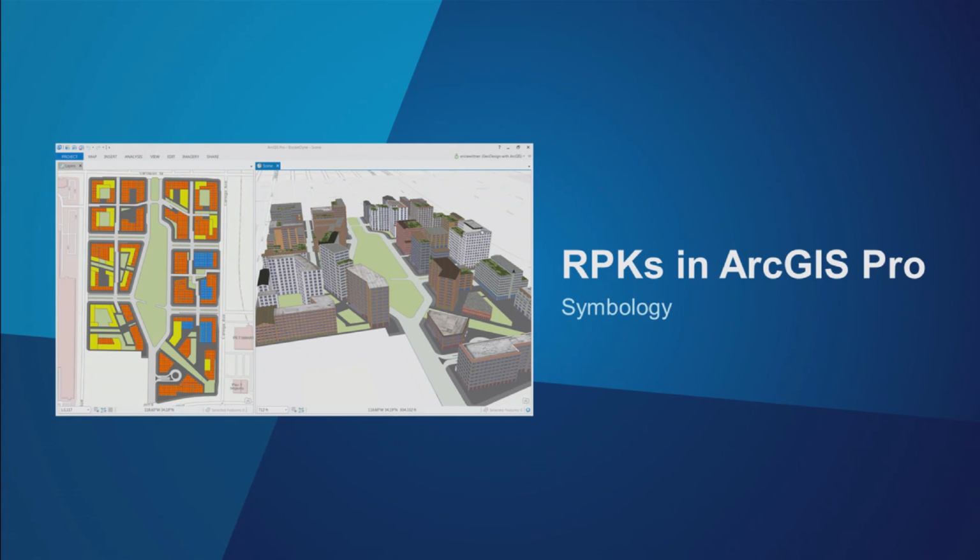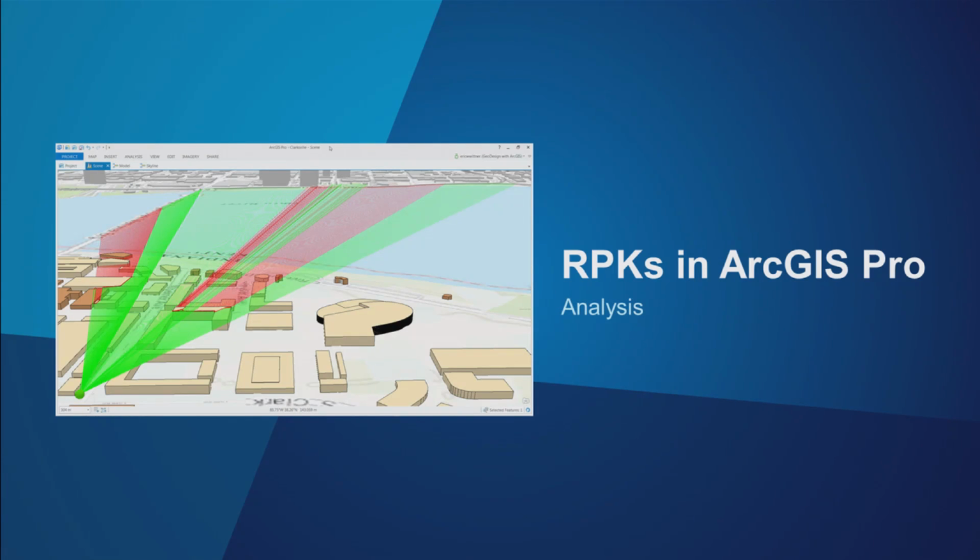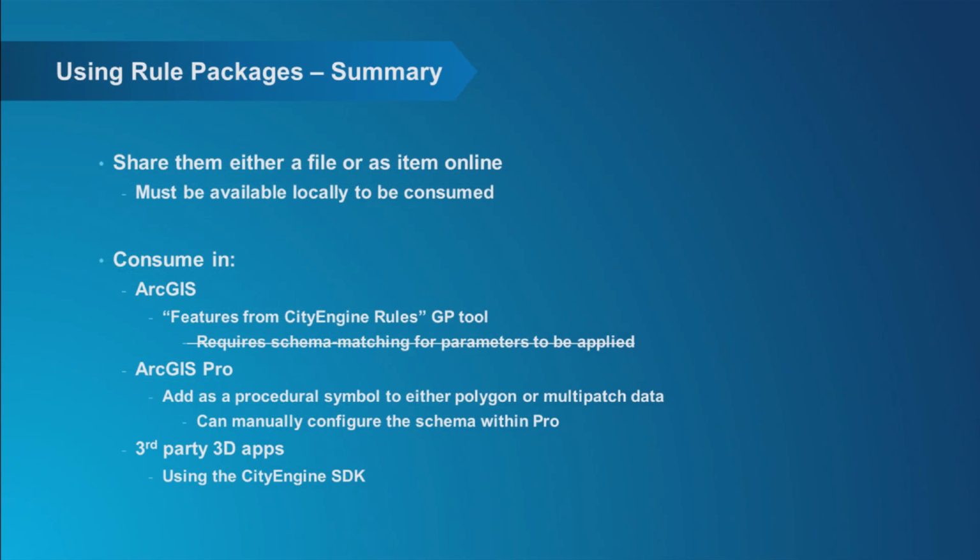So that's how you can use rule packages in ArcGIS Pro. You can do symbology, you can use them as a foundation for analysis, for developing lines of sight, or for cleaning up geometry. You can share them to ArcGIS Online, and I'm going to show a little bit later searching for some rule packages and finding some of the ones that are out there already for you to use. You can consume them in ArcGIS with the Features from CityEngine Rule.